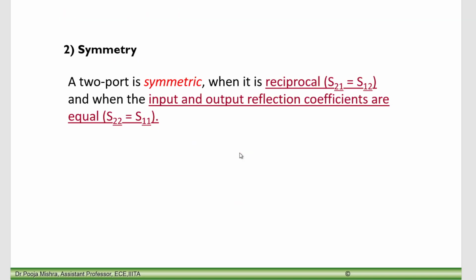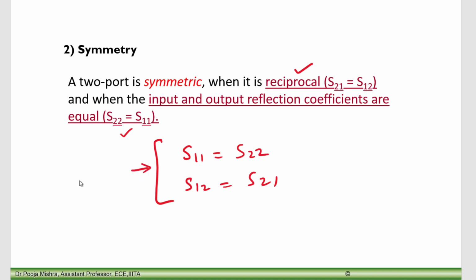A two-port network is symmetrical when it is reciprocal and its input and output reflection coefficients are also the same, meaning S22 is equal to S11. For symmetry, it is required that the reciprocal condition holds and the input and output characteristics are the same. So for symmetry, S11 is equal to S22 and S12 is equal to S21. When both these conditions are fulfilled, we say the network is symmetrical.